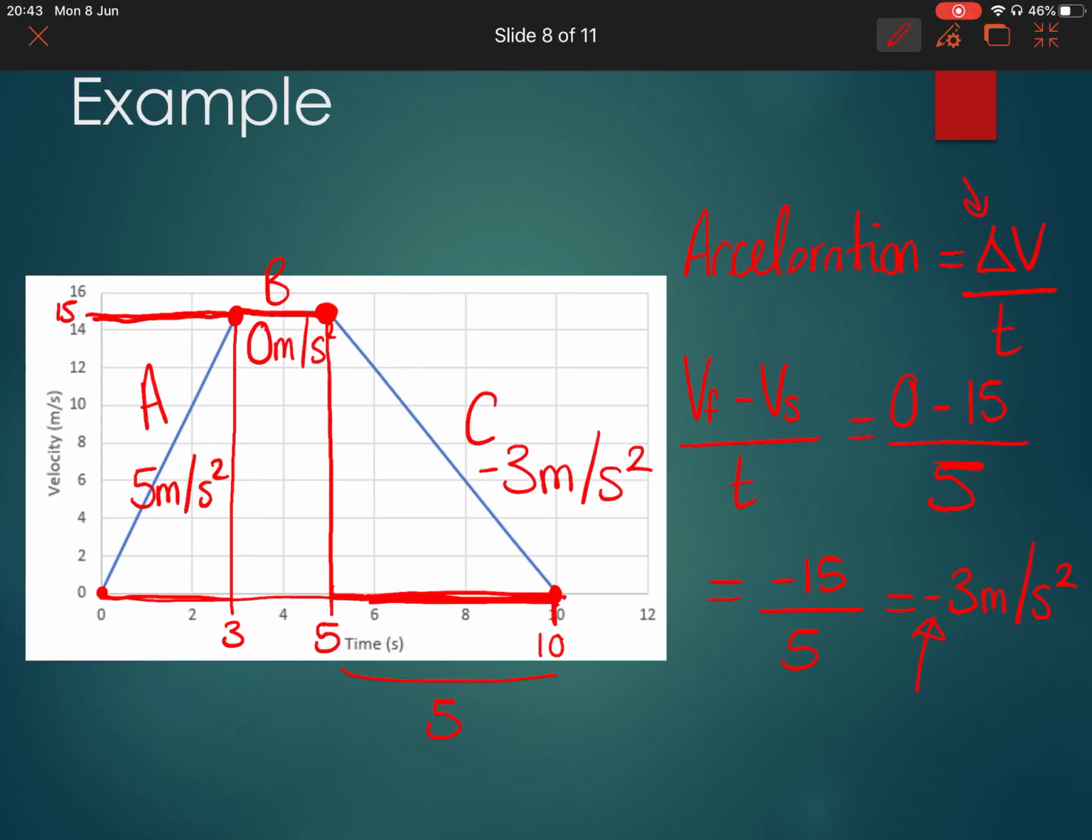So you've seen all 3 examples of how to use a velocity time graph to calculate acceleration. So you should be able to try these on your own now.